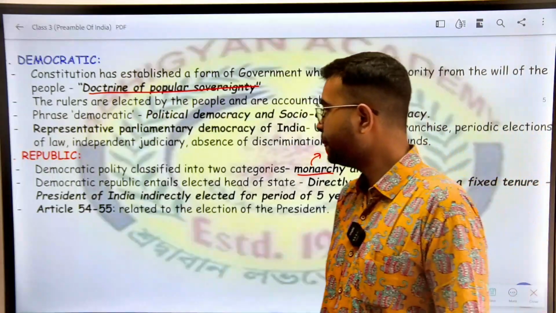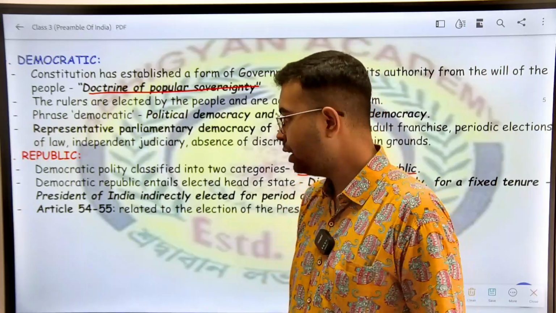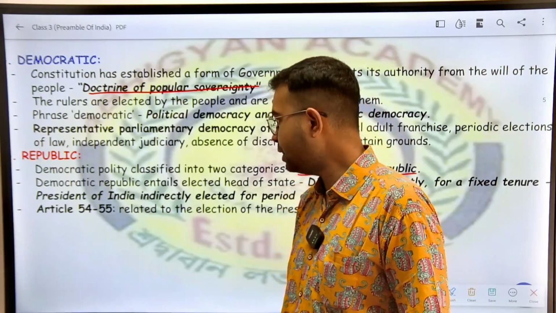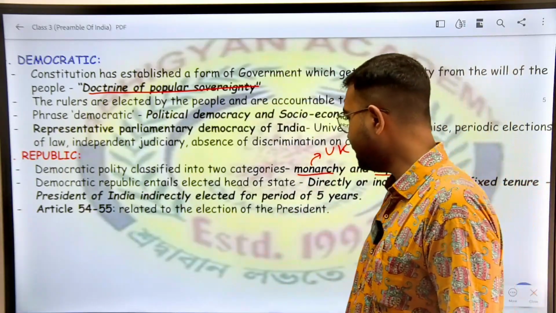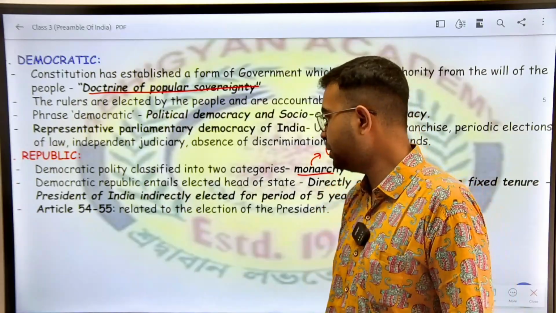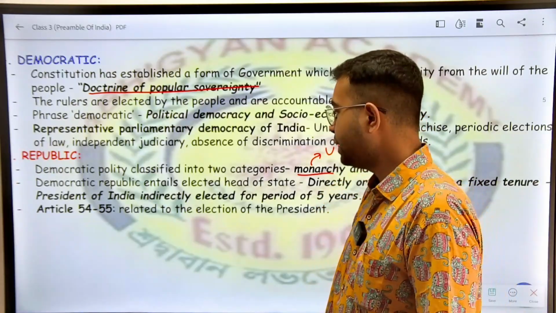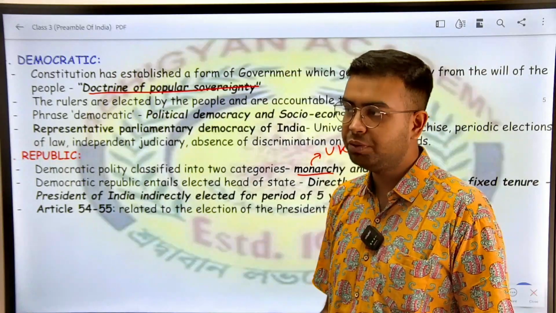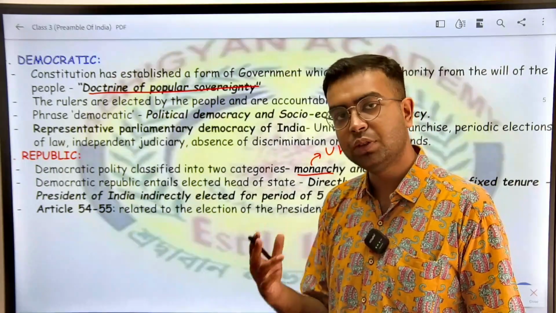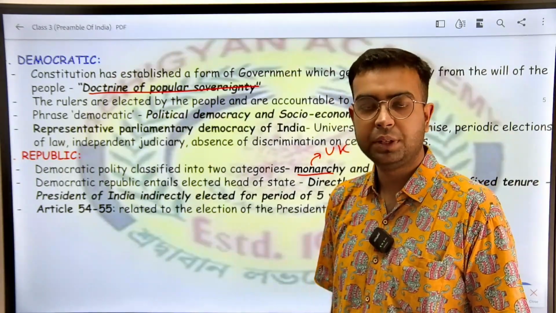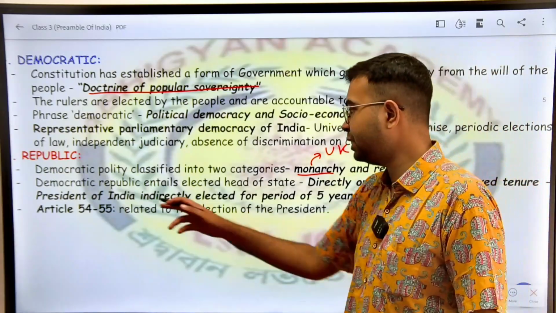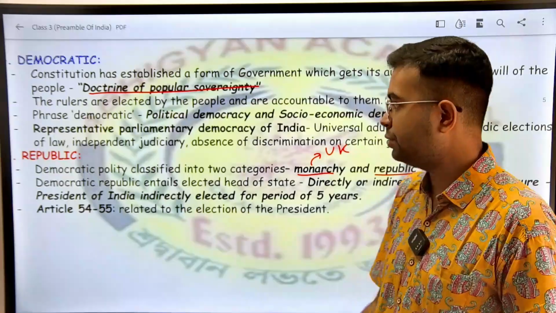But in India, it is a republic democracy. Why? Because the head of the state in India is the president of India. Okay. And the president of India is elected after every 5 years. For example, now Srimati Draupadi Murmu, she is the president of India. After she completes her tenure of 5 years, we will have an election for the president. It is not like Srimati Murmu's son or daughter will become the next president of India. We will discuss the election of the president in Union Executive Article 54 to 55.